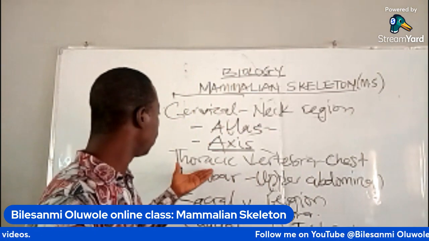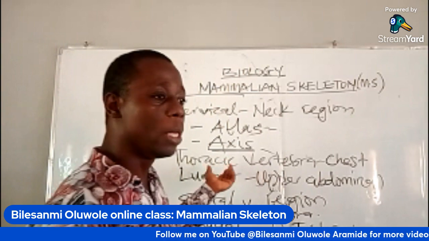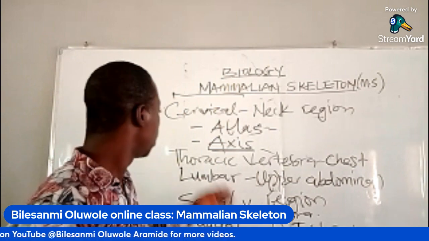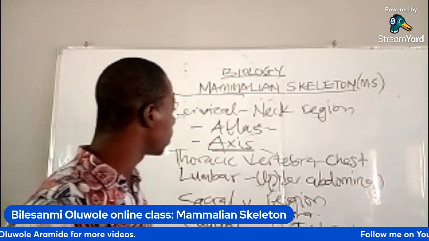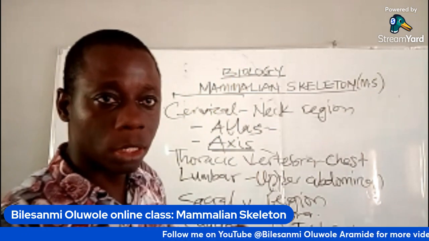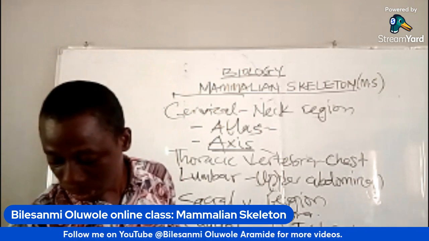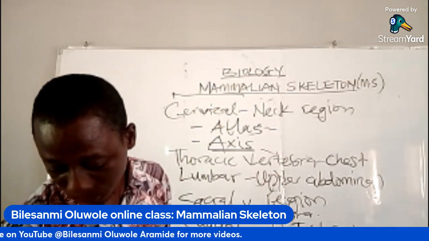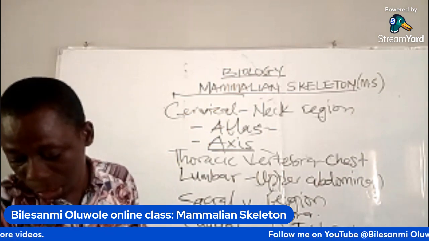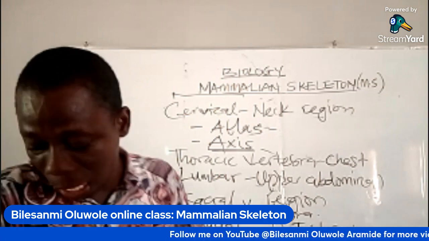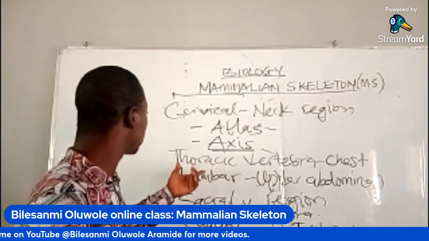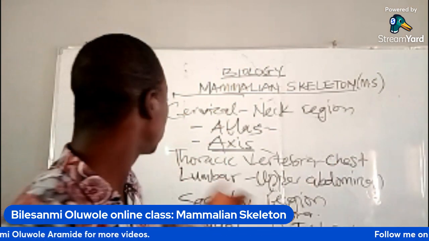Thoracic vertebrae are meant for the attachment of the ribs. And also, it helps in the attachment of the chest muscles, and the muscles of the back are attached to it. Also, like I said, it also assists in breathing because the ribs are attached to it.